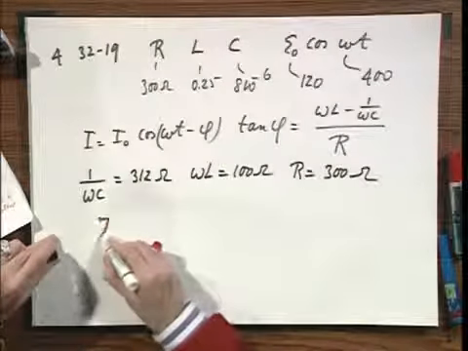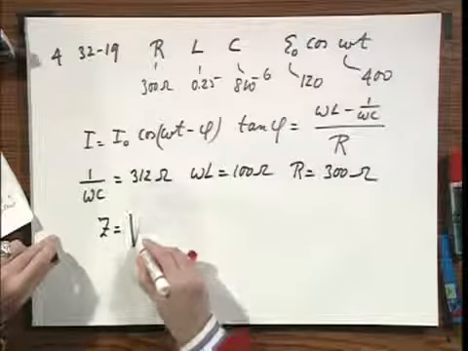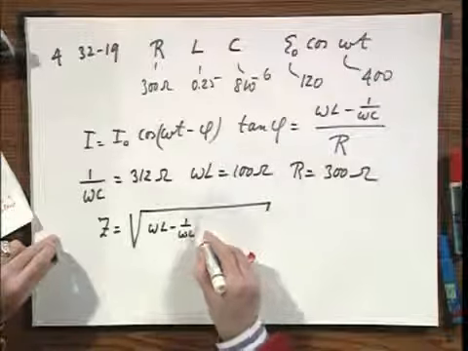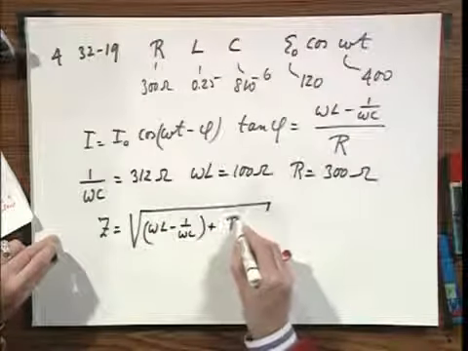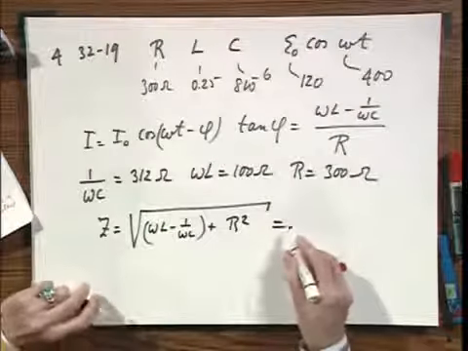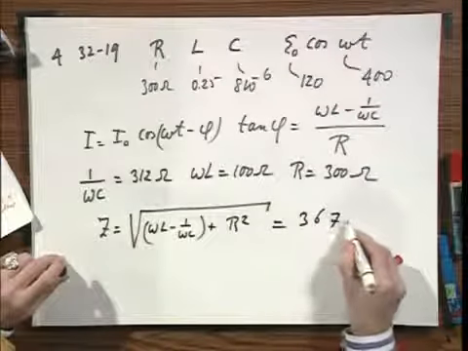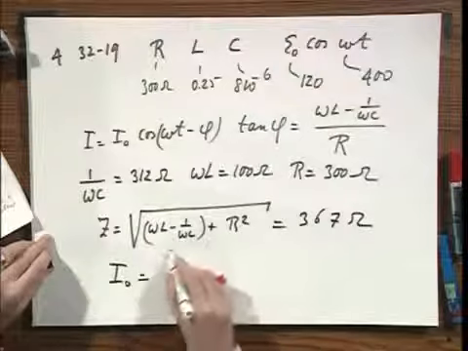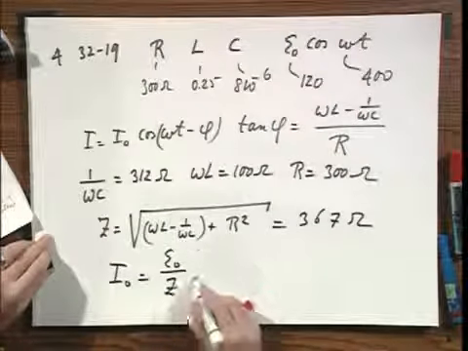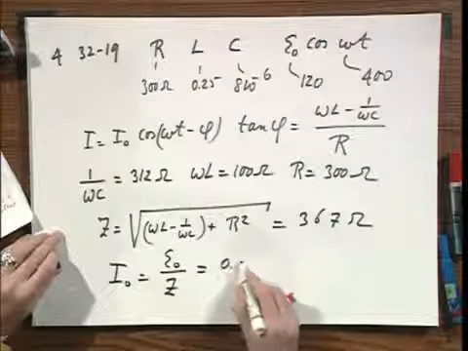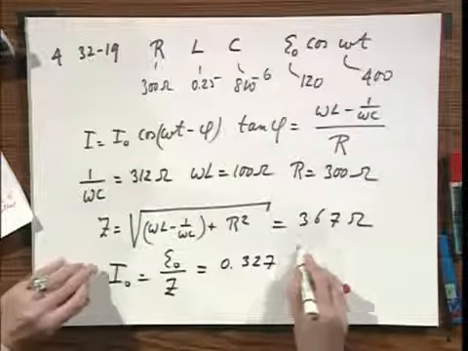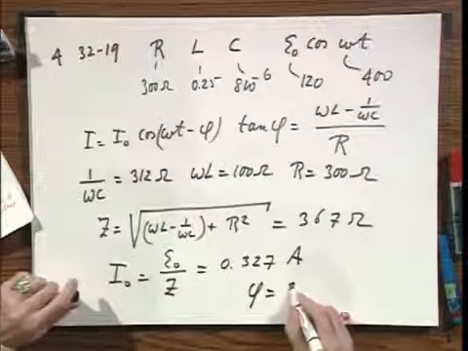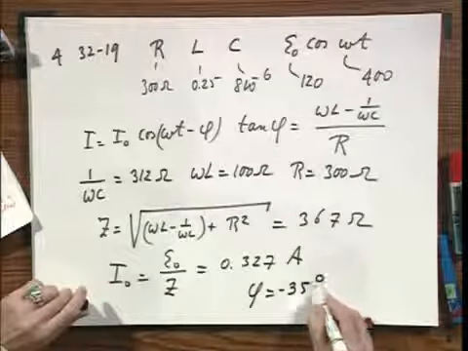Since Z equals the square root of (omega L minus 1 over omega C) squared plus R squared, you can immediately calculate that this is 367 ohms. And since I0 equals E0 divided by Z, you'll find that this is 0.327 amperes. And you find that phi is minus 35 degrees.